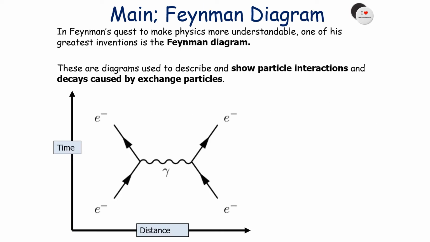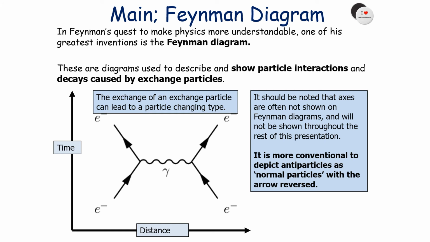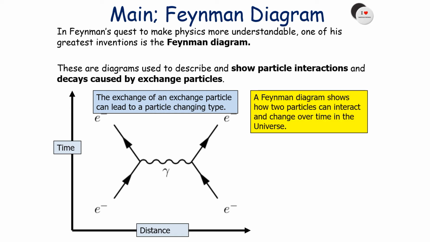So these are diagrams used to describe and show particle interactions and decays caused by exchange particles. Like we said before, the exchange of an exchange particle can lead to a particle changing type. It should be noted that the axes aren't really shown on Feynman diagrams, but they can show time and distance, and it is actually more conventional to depict antiparticles as normal particles with the arrow of time reversed. So a Feynman diagram can show how two particles interact and change over time in the universe.